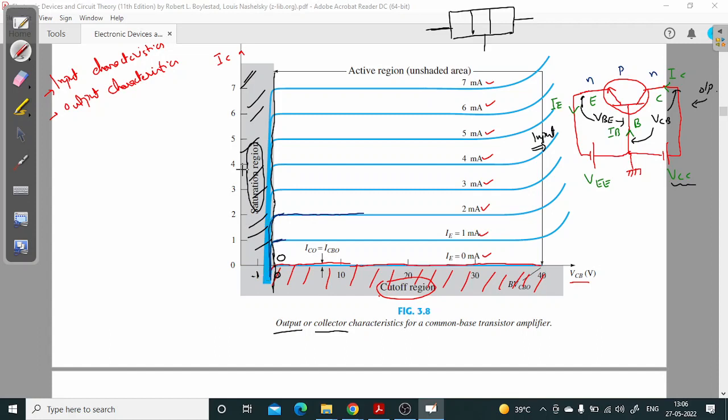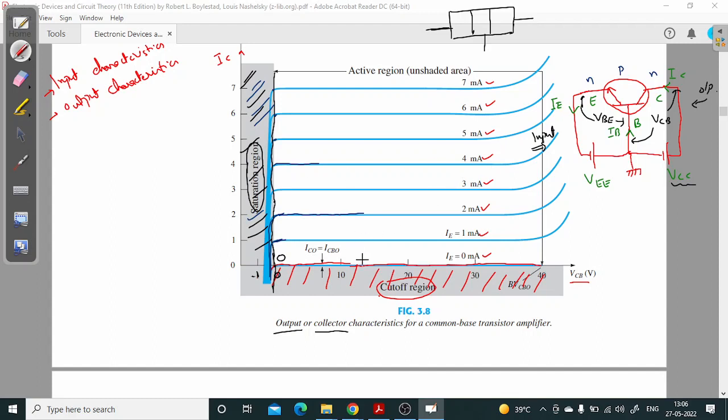Okay, so this region suggests that the point at which the IC rises to its maximum value, it remains constant, it does not change. So the point at which it just rose and afterwards remains constant, that is, it reaches its saturation value, its maximum value. Okay, so that particular region is called the saturation region.